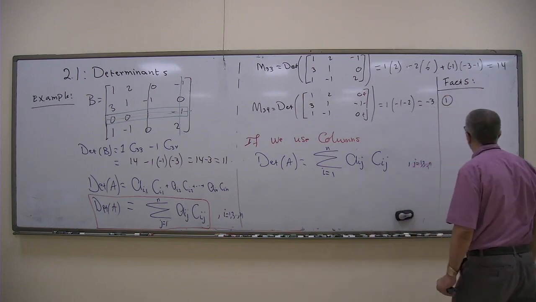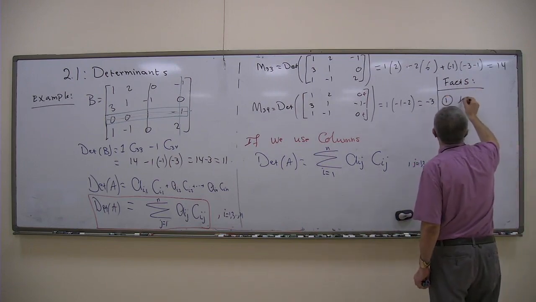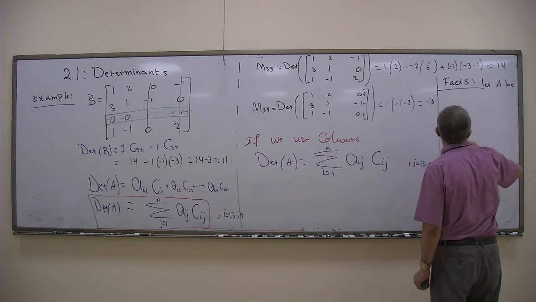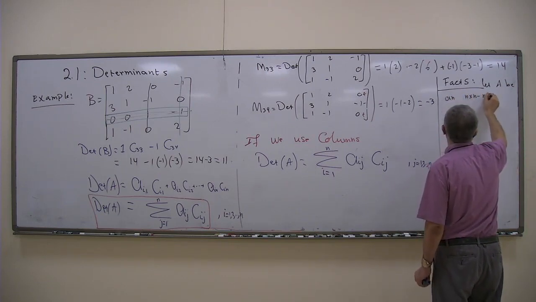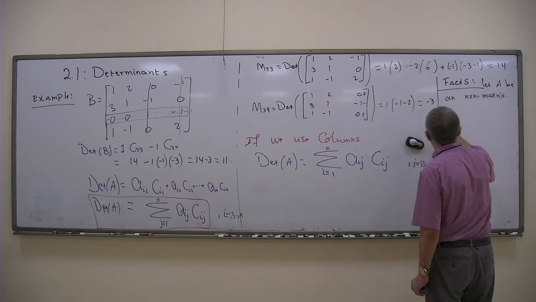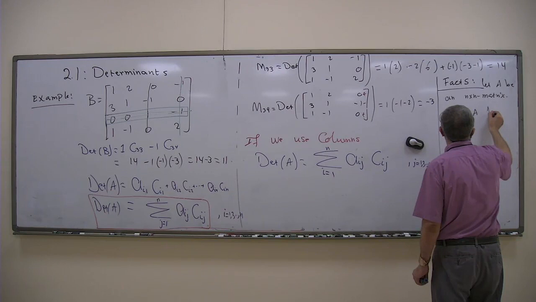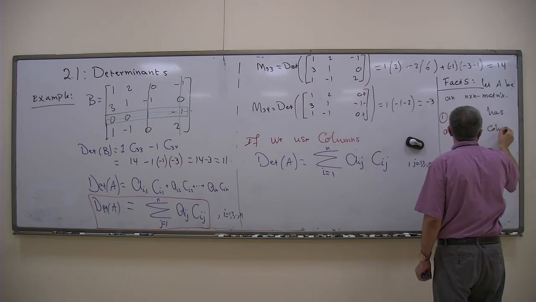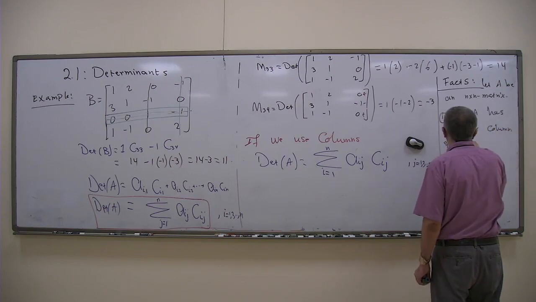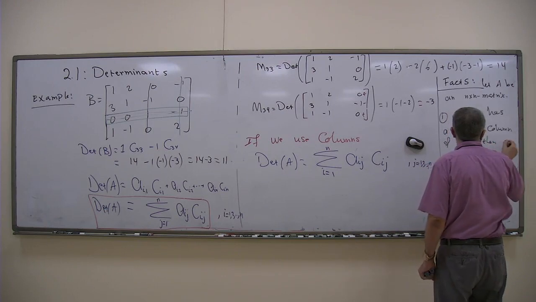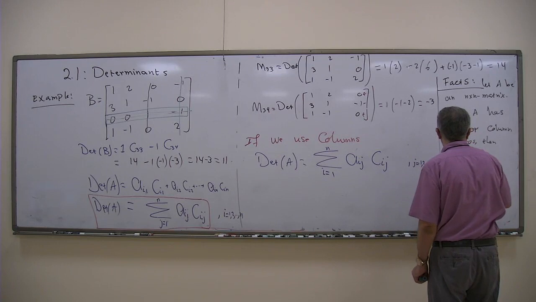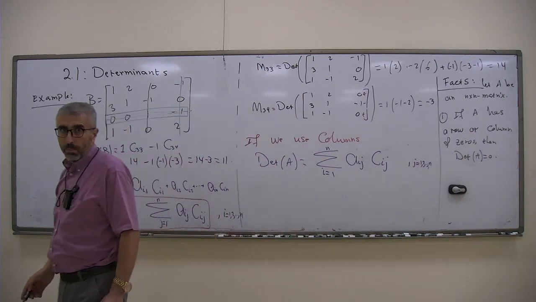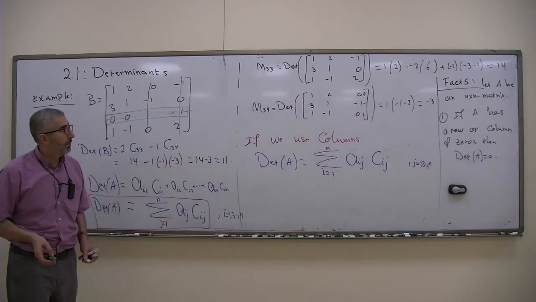One. Let A be an n by n matrix. Number 1, if A has a row or column of zeros, then the determinant of A is 0. Correct? And that's very easy to see from here.